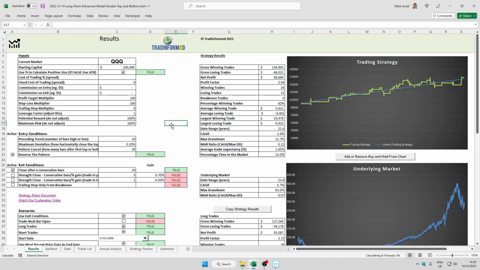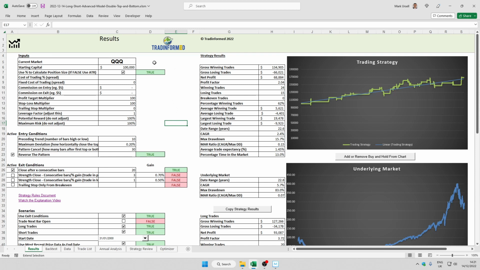On the screen, you can see the TradeInform backtest model that I've used in all the analysis in this video. As you can see, this is in Excel. You can use it to develop, to optimize, and to backtest your trading strategies and to get more winning trades. Now I'm going to explain exactly how I've used it in this analysis.